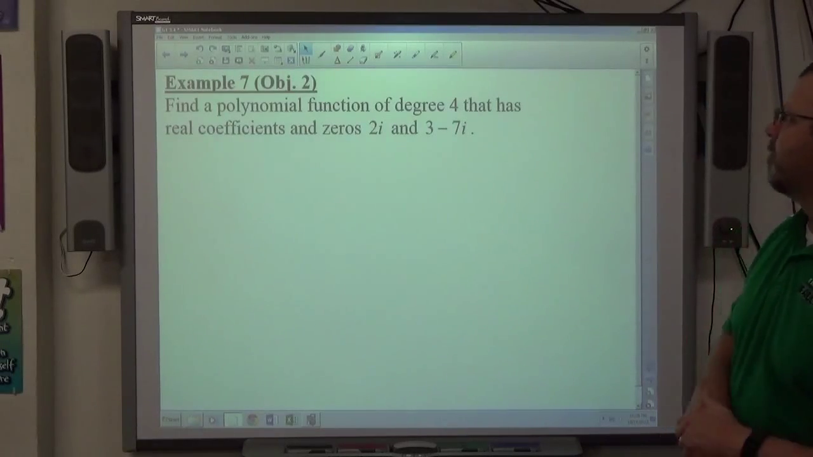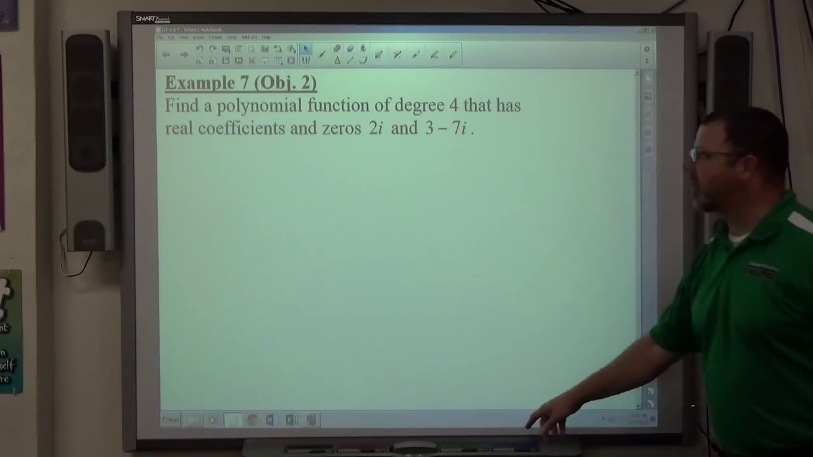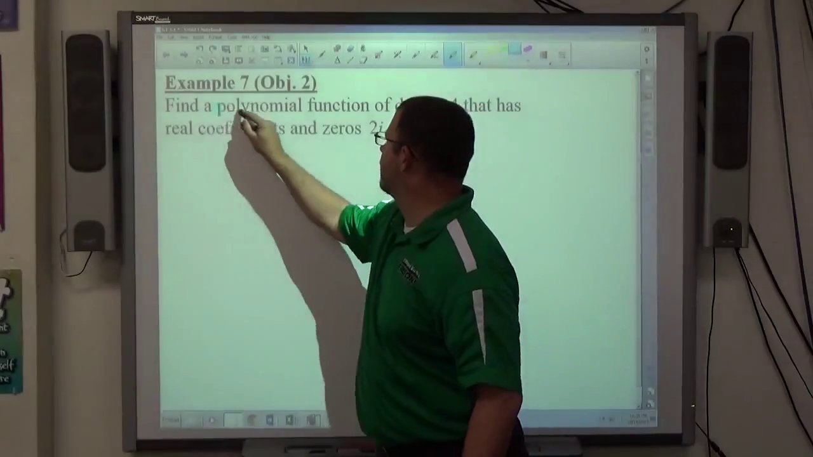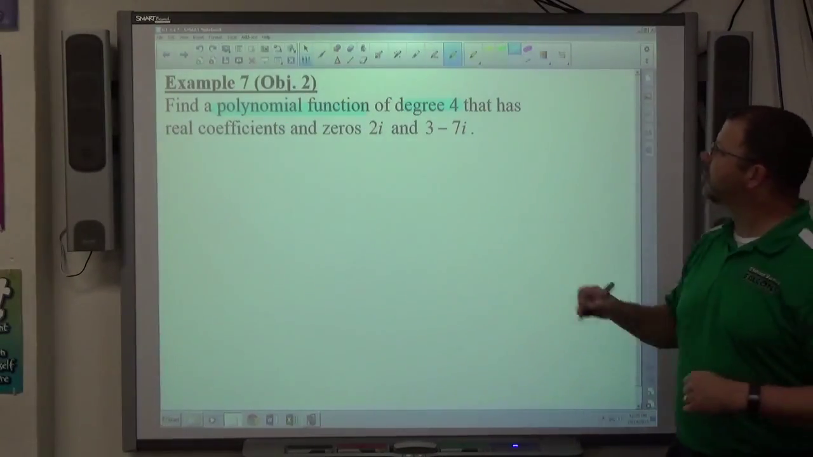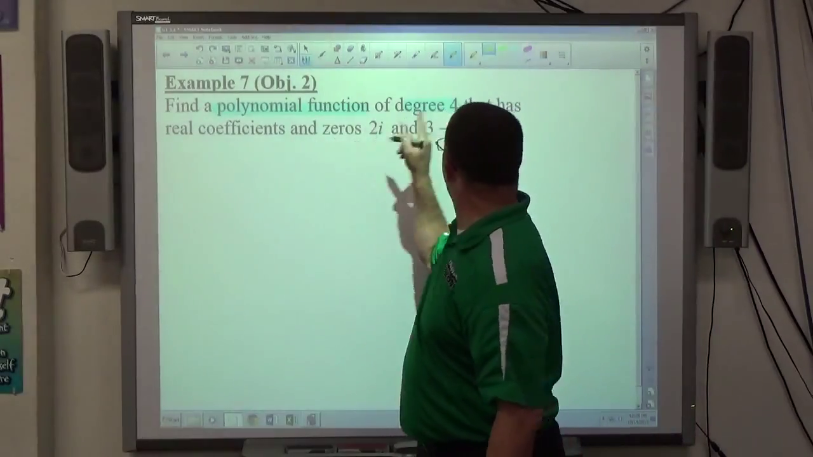Okay, example 7, find a polynomial function degree 4. So once again, we're trying to do a polynomial function. It's got a specific degree 4, so that means we need 4 answers. They've given us 2. Has real coefficients.